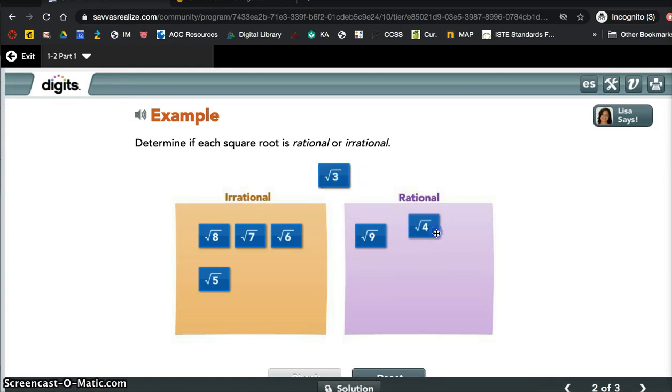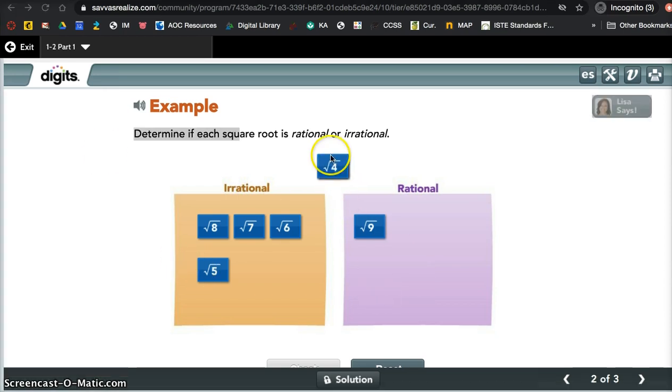Oh, come on. Oh, it does not want to stay over there. Okay, well the square root of 4 does not want to stay over on the rational side, so I'll hold it here for a moment.